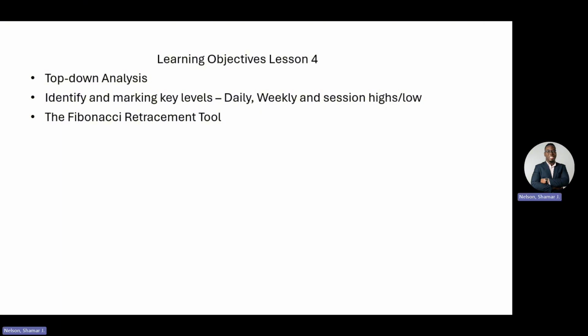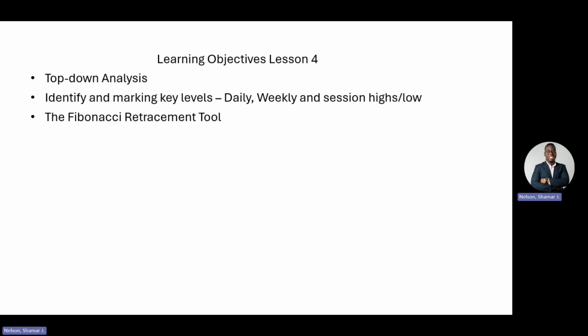Before we get started, let's go through the objectives of this lesson and then a recap of what we did in the last lesson. So lesson 4, we're going to get deeper into it. We still haven't gotten to the stage where we're going to enter trades yet, but I'm still laying the foundation blocks for you guys, to set you up for success.